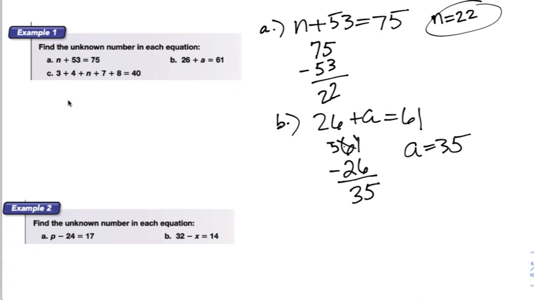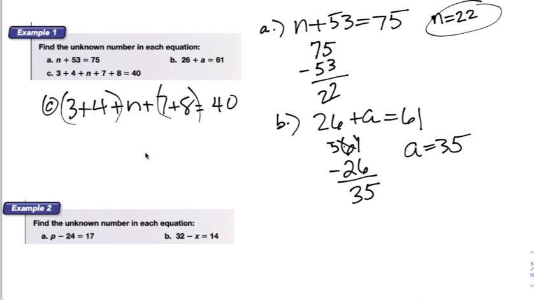Let's take a look at this one. This looks so hard. In part C, we've got 3 plus 4 plus n plus 7 plus 8. All of that is equal to 40. So what we're going to do is use our associative property of addition. We know that we can add things out of order if we want.